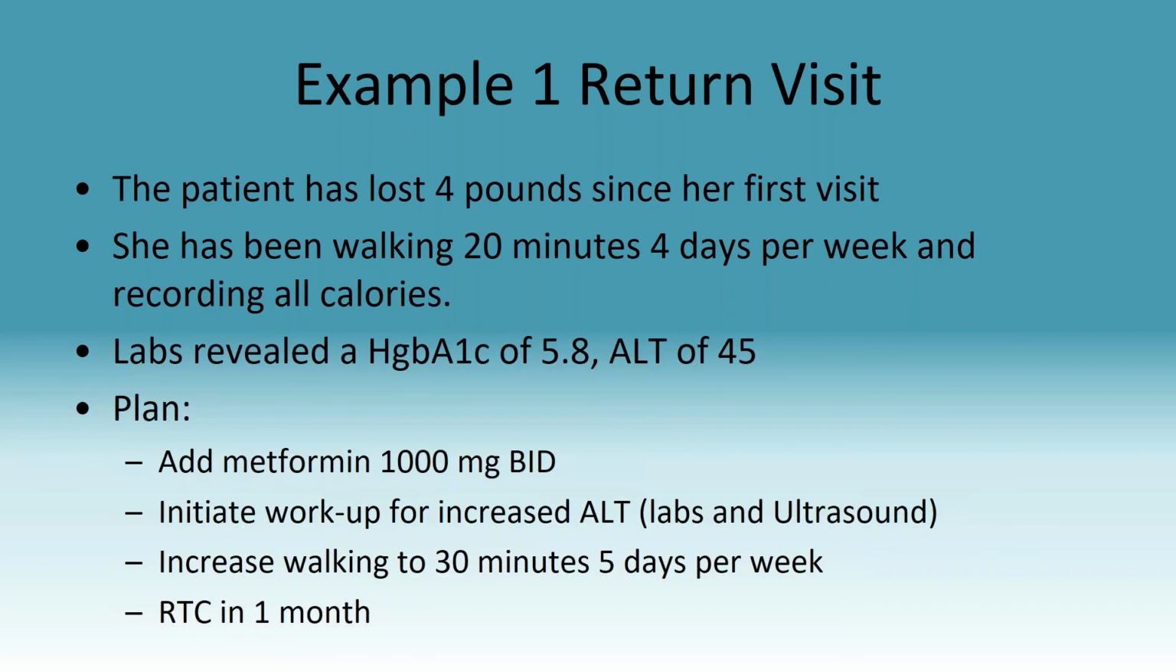We also initiated a workup for her increased ALTs, and that included labs and an ultrasound. We increased walking to 30 minutes, 5 days per week, and had her return in a month. So that is one example. I will say that in general, anytime a patient has an ALT greater than 35, I usually do initiate a workup for non-alcoholic fatty liver disease and do get labs to rule out other causes of liver fat.